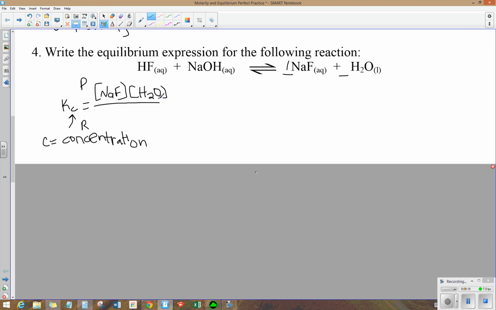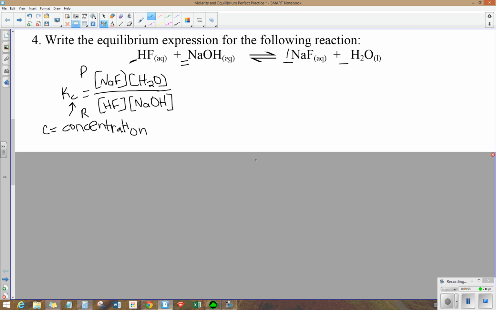H2O in brackets. And then on the bottom, we have our reactants. In brackets, the first reactant we have is HF. Again, no number out in front, so we raise that to the first power, which we don't print. And then the second substance is NaOH. Again, no number out in front, so no need to raise that to any power. So it's just the concentration of NaF times the concentration of water divided by the concentration of HF times the concentration of NaOH.